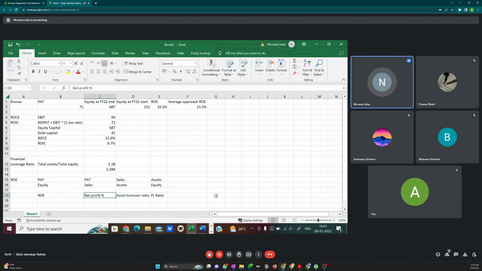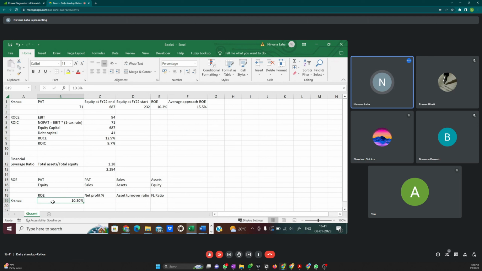Now, why is this formula important? This formula is important because if you have to understand why the ROE of a company is high or it is low, then breaking down the formula into these three will usually give you the answer. Okay. So let's take examples. So for Krishna, we calculated the ROE, right? Here, for Krishna, it was 10.3%, right?